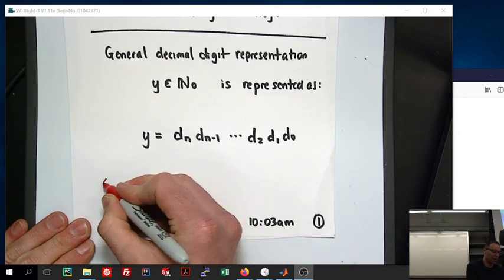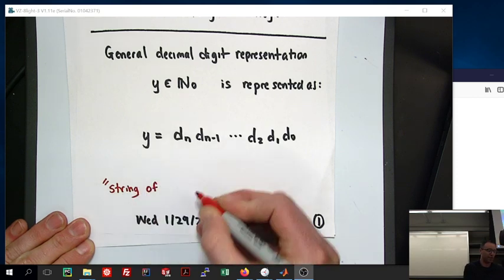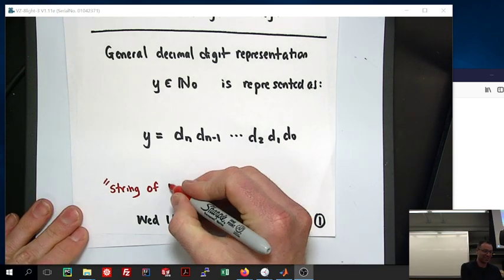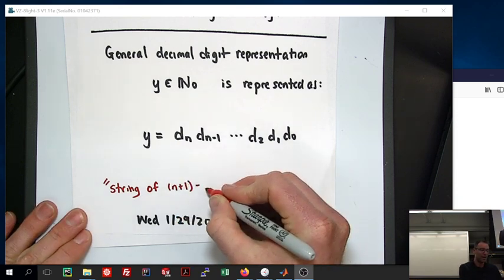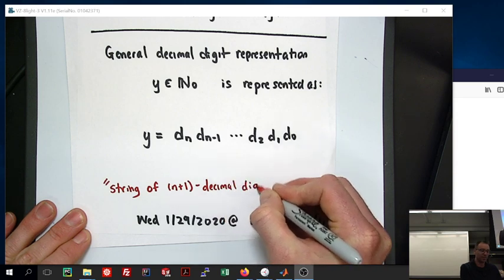This is what we call a string of how many decimal digits are in this representation? Try again. N plus what? Plus 1? There it is. I love it. Yep, mistakes are the best teachers for sure. N plus 1 decimal digits.